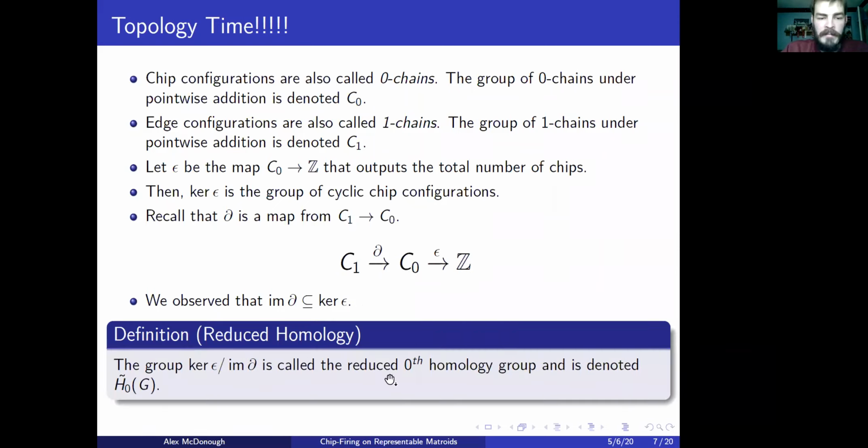So we have a group, the kernel of epsilon divided by the image of del, and this is the 0th reduced homology group. So this is a super important object in homology theory, and it just pops up from playing around with chip firing and looking at chip firing on edges instead. So I thought that was pretty cool that you actually get this homology group just popping up. And it also made me understand what homology is coming from a little bit better.